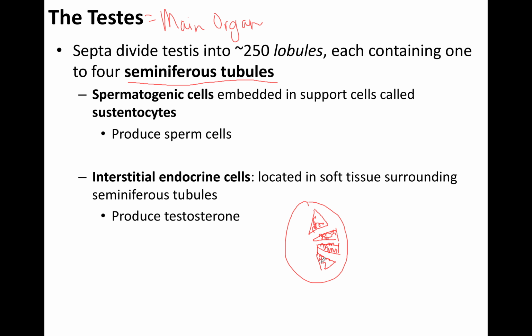Then between these seminiferous tubules, you're going to have some cells called interstitial endocrine cells, and they're going to be the ones that produce testosterone. It's very similar for women as well. There's going to be an area where the egg is produced, or what you guys are going to know as the oocyte, and then surrounding the oocyte are going to be other cells that create hormones.